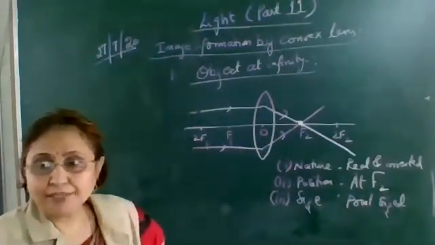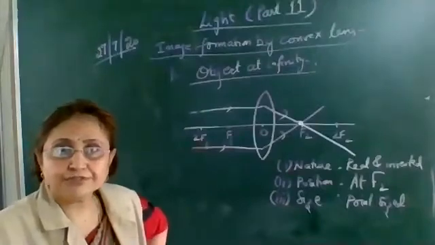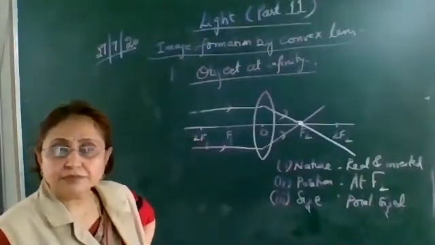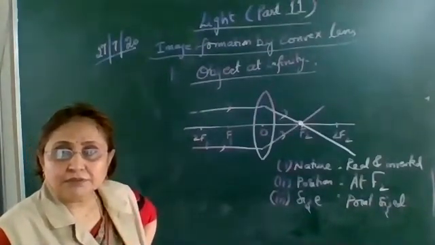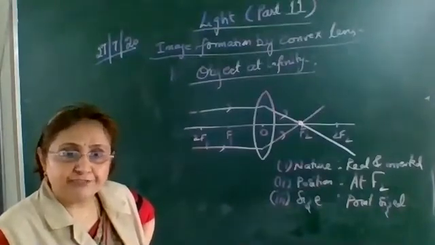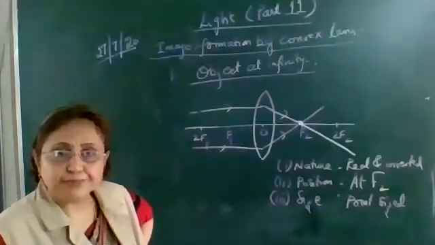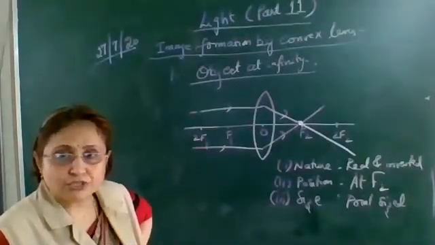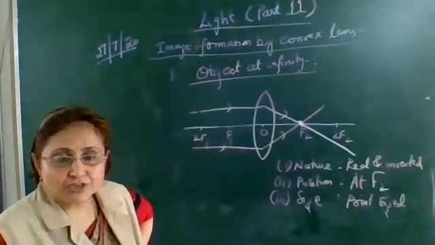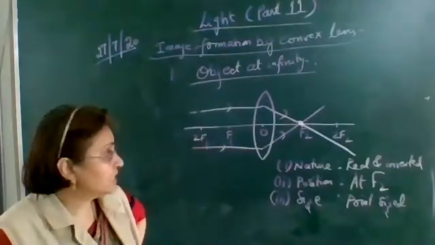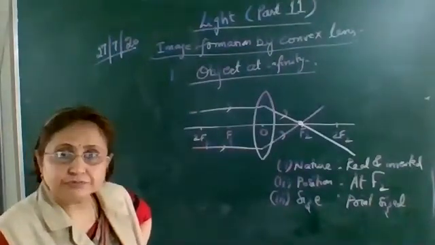Write the second point, position of the image. Write down, formed at F2. Wherever the refracted rays meet each other, the image is formed. So here, the refracted rays are meeting at F2. So the image will be formed at F2.